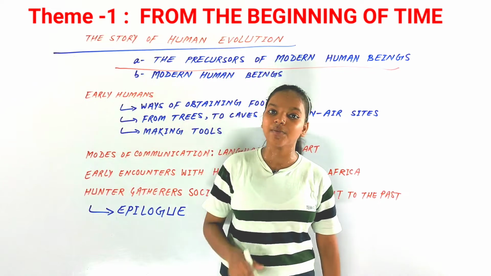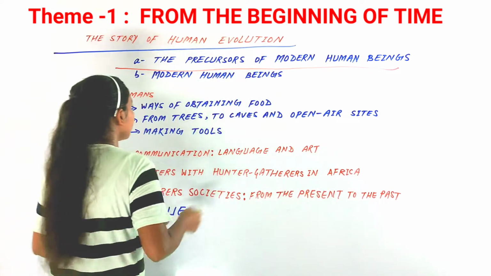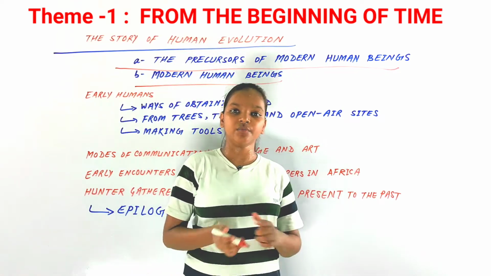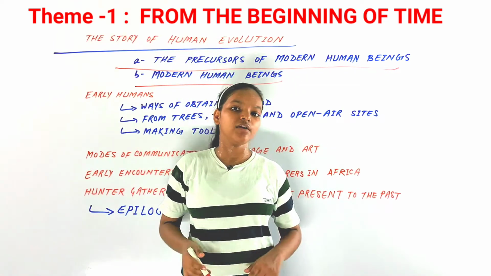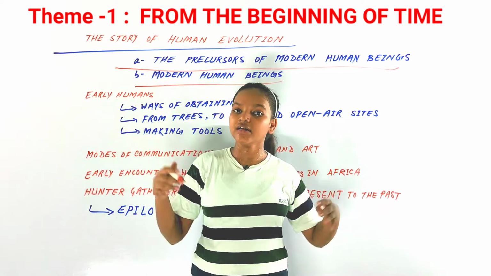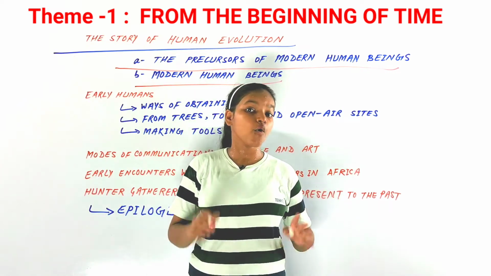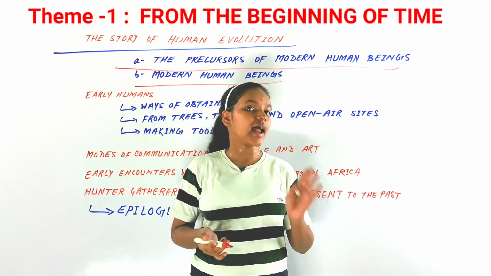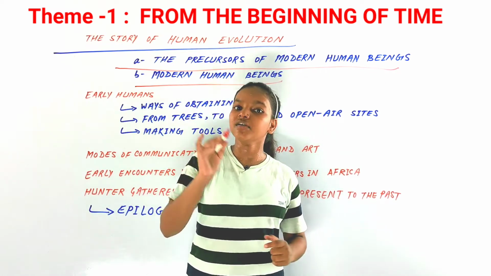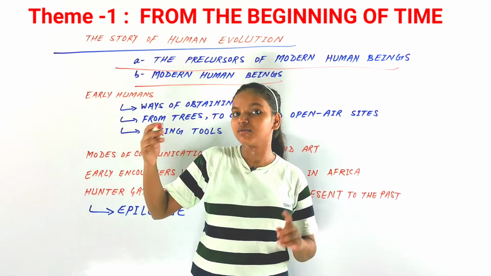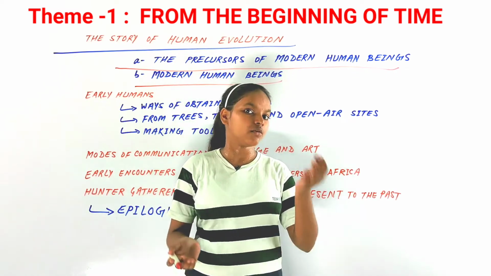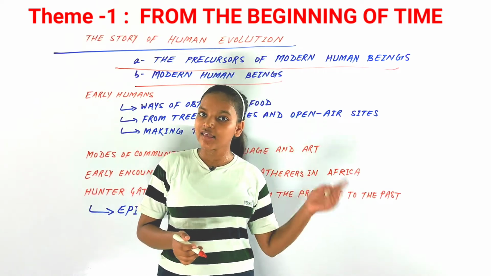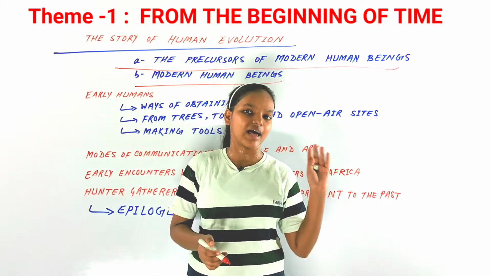Now the next subtopic that we have here is modern human beings. When you look at the findings of fossils of Homo sapiens or the archaic Homo sapiens, archaic means old Homo sapiens, because Homo sapiens later became the modern humans that we are. So archaic Homo sapiens are the old Homo sapiens.